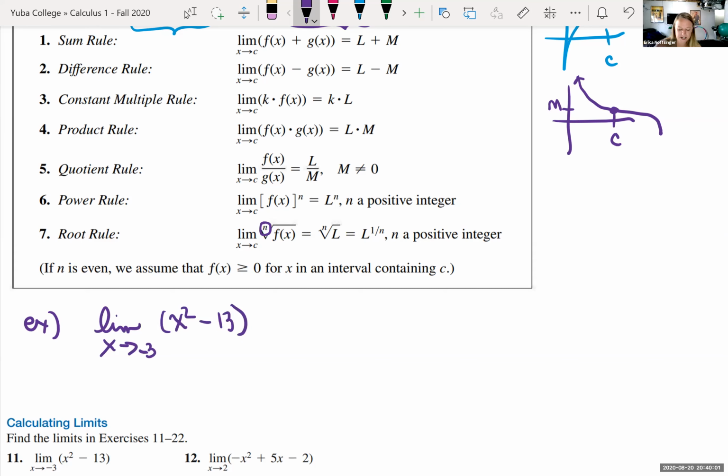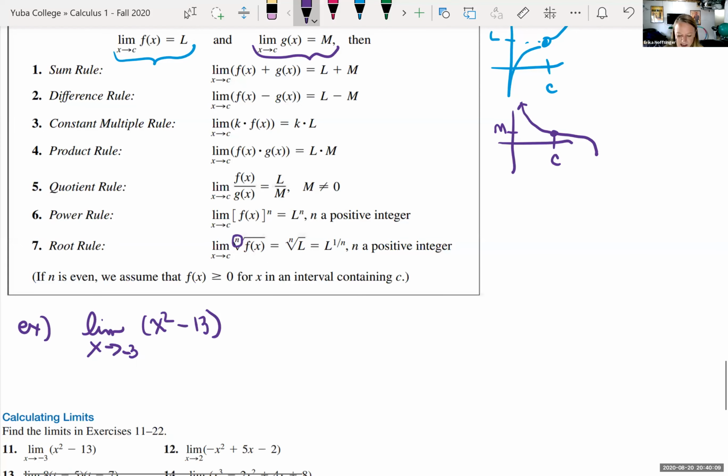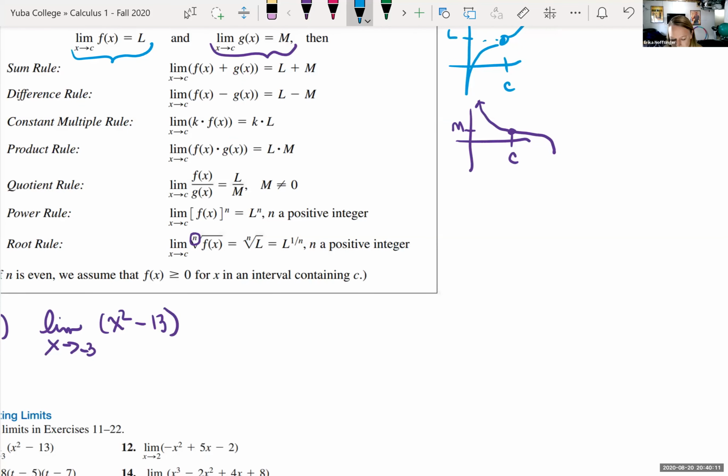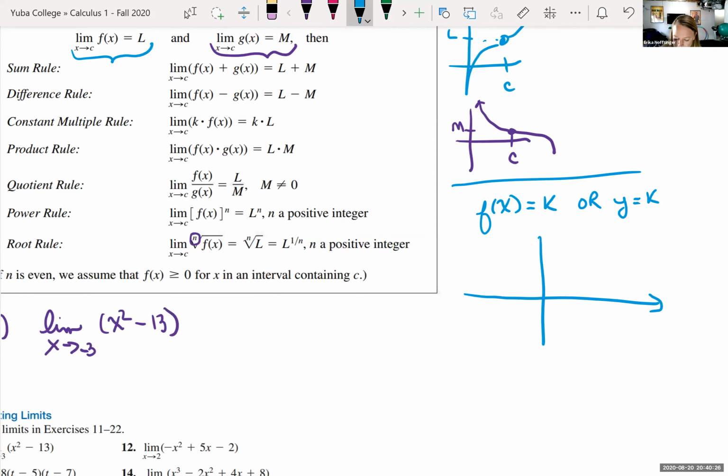Actually, before I jump into that, let me go over two rules with you before we do this. Let's say your function was a constant. Let's say f of x was just equal to some value k. Another way to write that is y equals k. Remember, if you just had y equals a constant, that graph was just a horizontal line through that value of k.